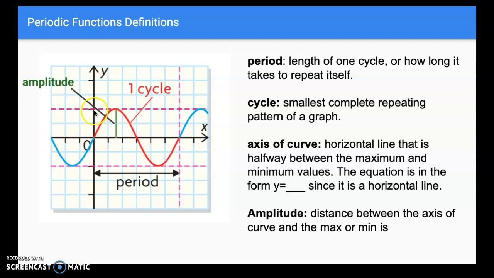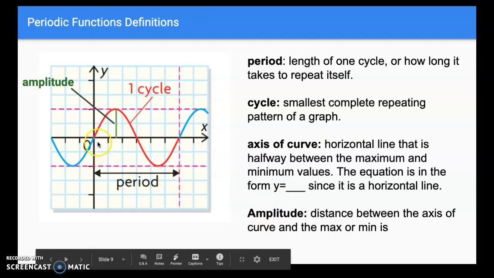Okay, one way you can find this is you can take the average of the maximum and the minimum. So if you go 2, no, it's not an average. If you go 2 minus negative 2, divided by 2, you will get your axis. But I just like looking at the top, looking at the bottom, and finding the halfway point.